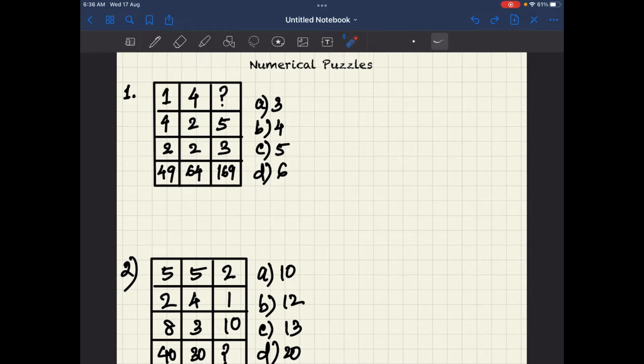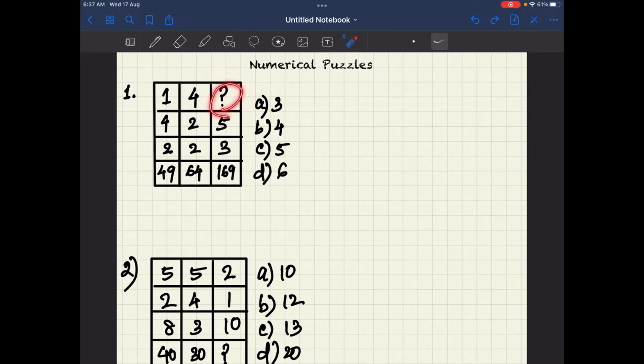It shows 49, 64 and 169. If you know the squares, we can term 49 as 7 square, 64 as 8 square, and 169 as 13 square. If we analyze it more clearly, we can see the pattern that 1 plus 4 plus 2 gives 7. So it is nothing but addition of these three columns gives the square of that number.